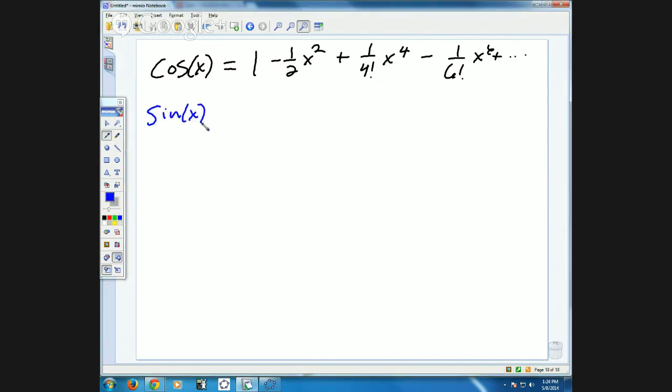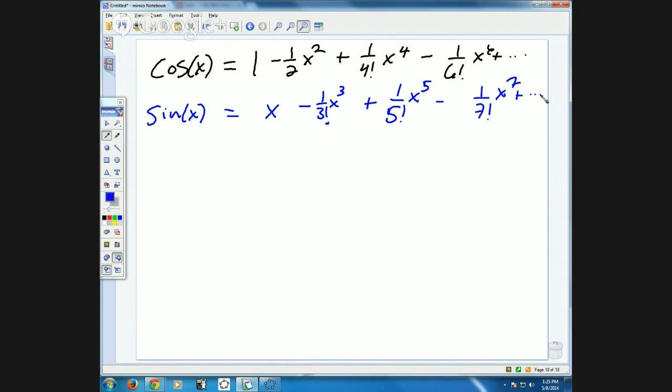Sine of x is equal to what? It starts with x, and then minus 1 over 3 factorial x cubed. What's next? Plus 1 over 5 factorial x to the 5th, minus 1 over 7 factorial x to the 7th, plus and so on.